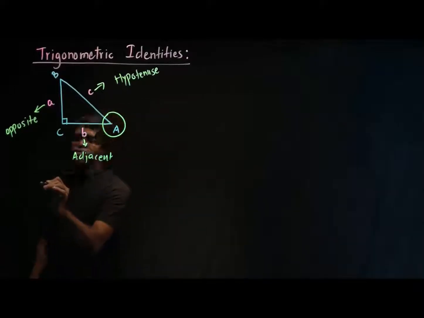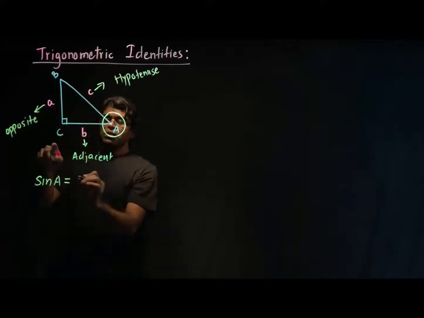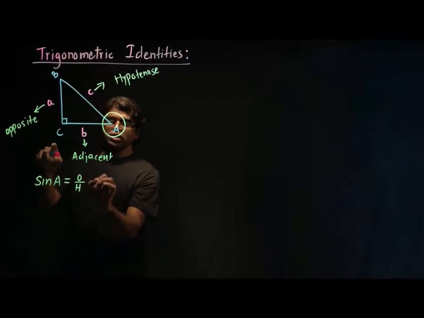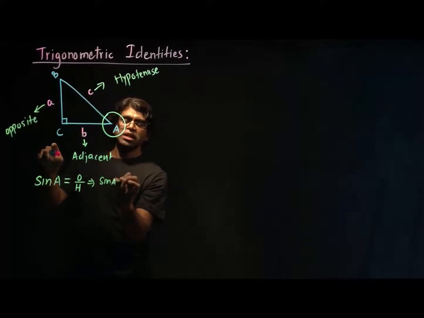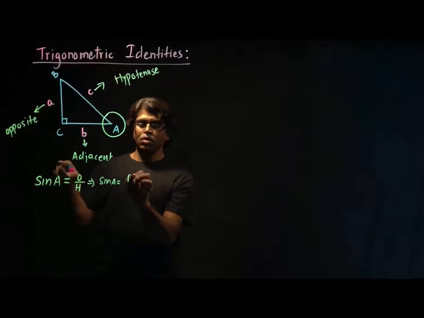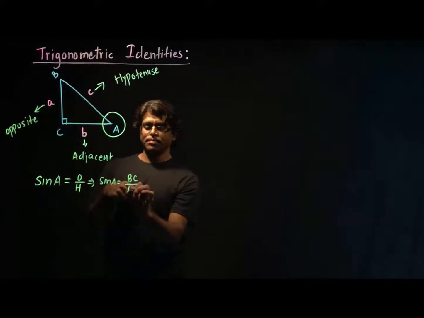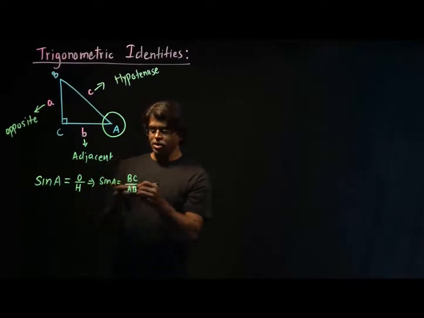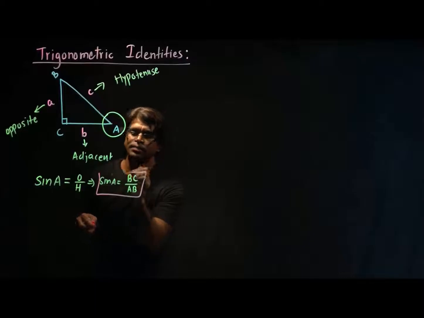So what will be the value of sine A? Let's write sine A. My sine A would be opposite over hypotenuse, which means sine A is equal to, my opposite is BC over my hypotenuse, which is AB. Right? So this is my sine.